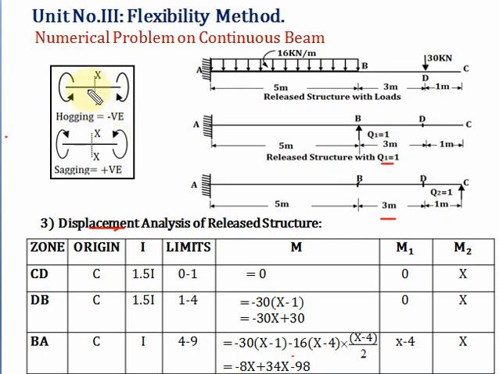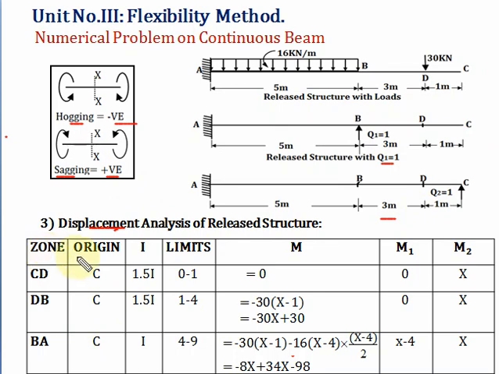Now these are the sign conventions for bending moment. If the nature of the bending moment is hogging, we consider it as negative, and if the nature of the bending moment is sagging, we consider it as positive. Now we'll see the table here.